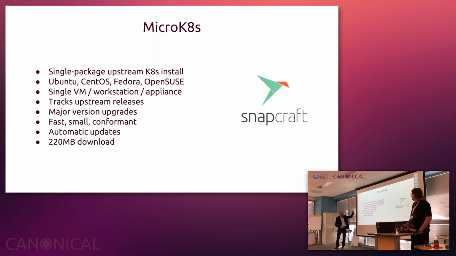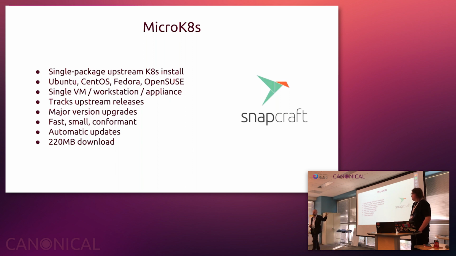So what's microkates? Microkates is a single package install. So it's one command install on most versions of Linux, right? Obviously, we care most about Ubuntu, so we drive it hardest on Ubuntu, but it also works on Fedora, CentOS, OpenSUSE, a bunch of different Linuxes. If you go to snapcraft.io, that'll tell you how to install snapd on your Linux, and then it's snap install microkates.